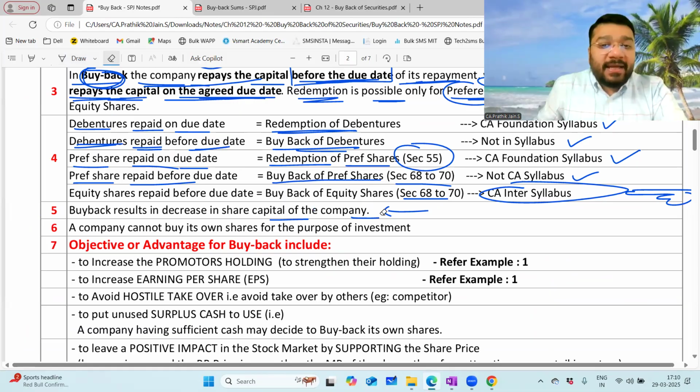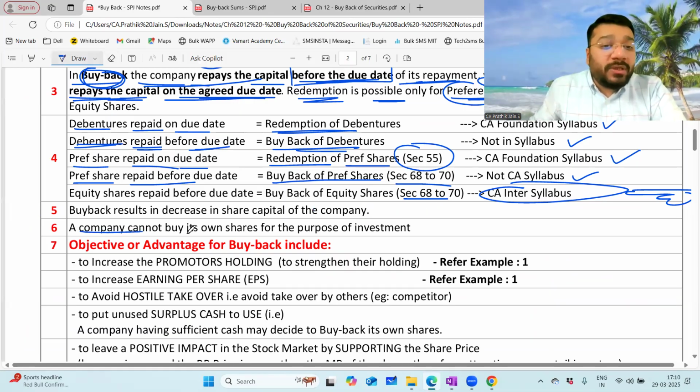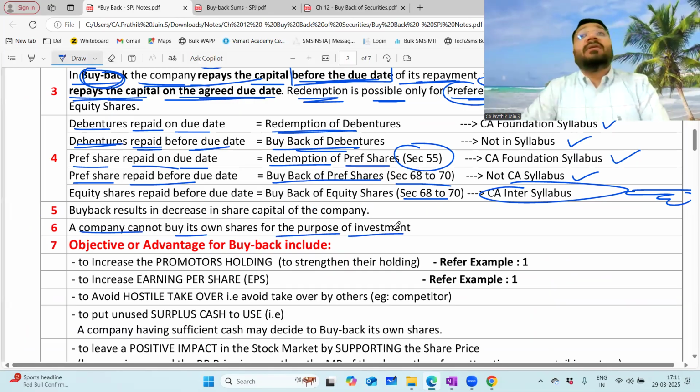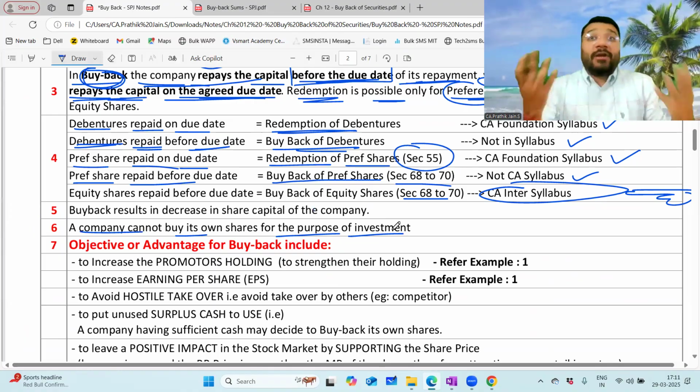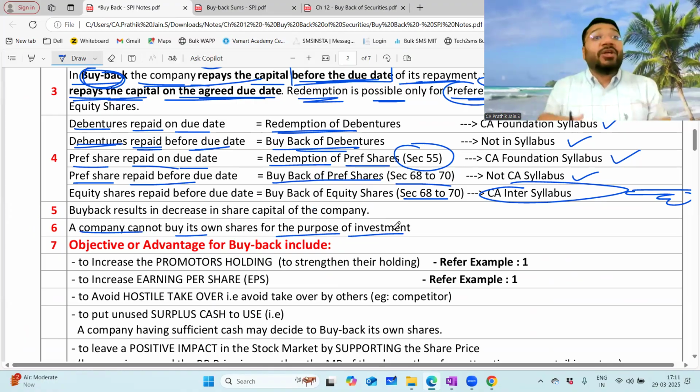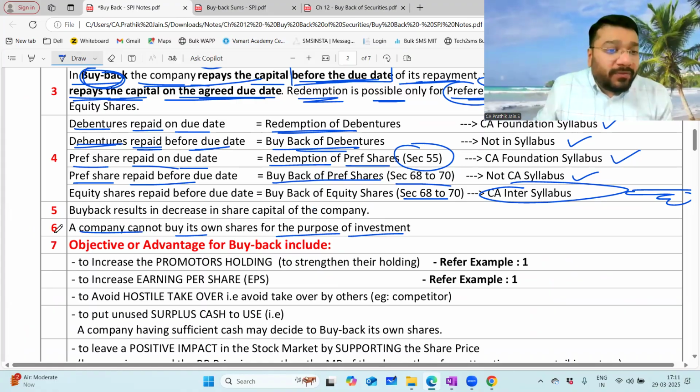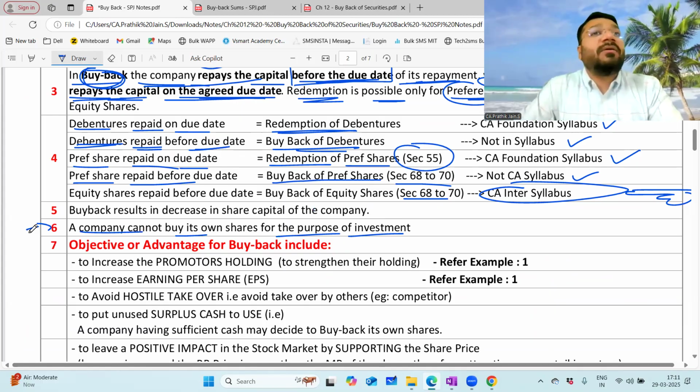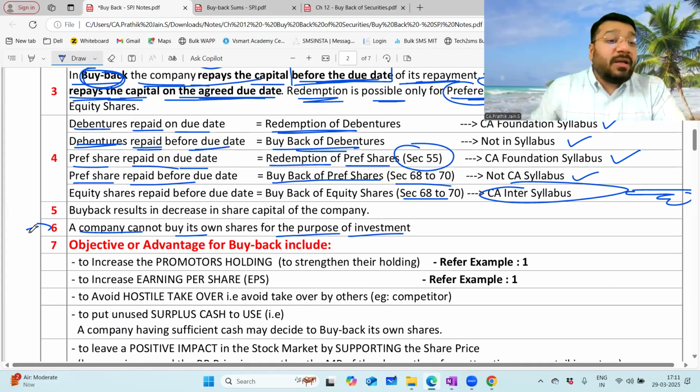The sixth point says that a company cannot buy its own shares for the purpose of investment. Since I have more money and I don't know where to invest, I'll invest in my own company, pay extra money and get the shares back from the equity shareholders. That you cannot do. That cannot be the motive of buying back the equity shares. A company cannot buy back its own shares for the purpose of investment.